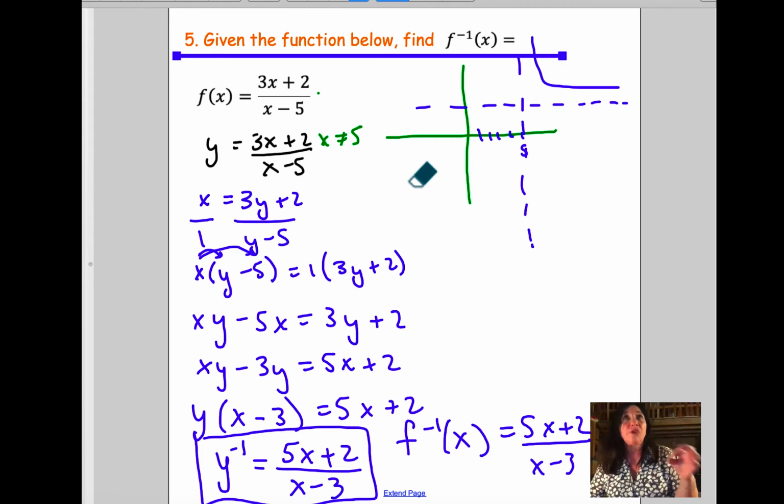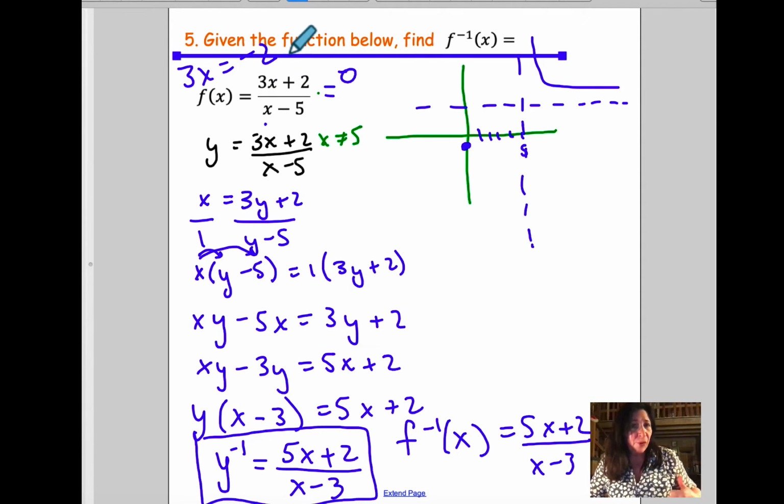If I wanted to be more specific for a graph, if I want to find the y-intercept, I would set x equal to 0, and my y-intercept is negative 2/5. So it actually goes through here, right? And just a little thing in the back of your mind, if I want to know what my x-intercept is, right, I would set the numerator equal to 0. So I've got 3x is equal to negative 2. So x equals negative 2/3. So that's right here. So this is basically telling me, yep, your graph is doing this, and it's doing this.